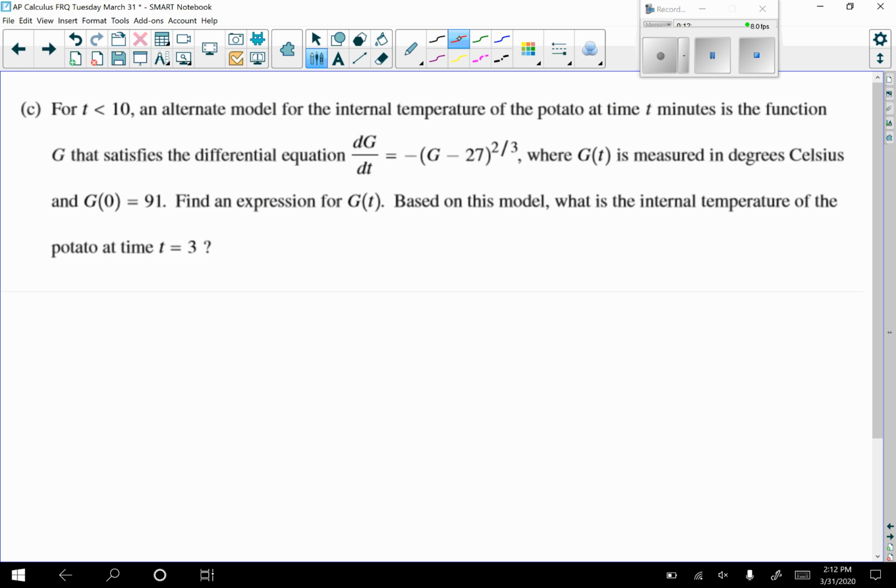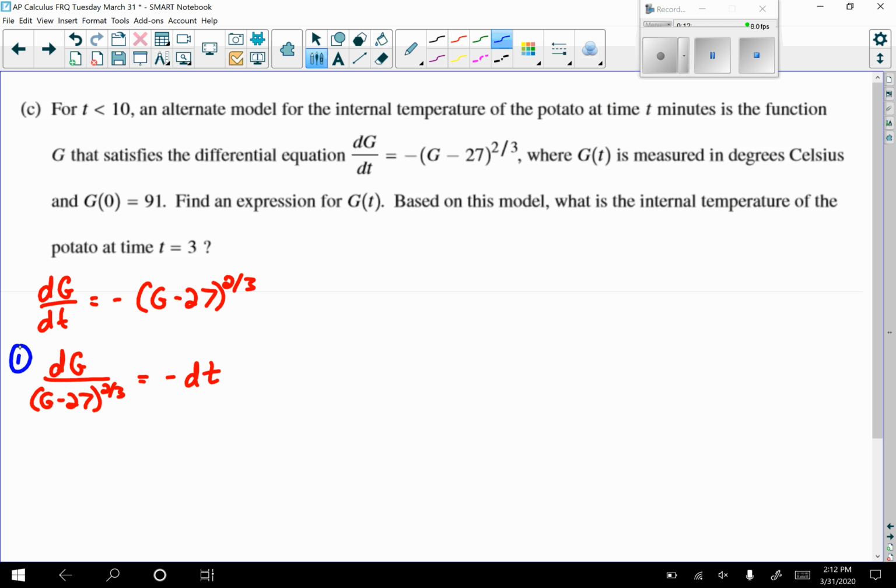All right, so going through this, I'm going to just rewrite dg over dt is equal to the opposite of this quantity to the 2/3. I want to use separation of variables here, so I'm going to divide by this quantity here, g minus 27 to the 2/3. I'll just leave the negative sign over here, so it's negative dt. You get 1 point right here just for doing that step.